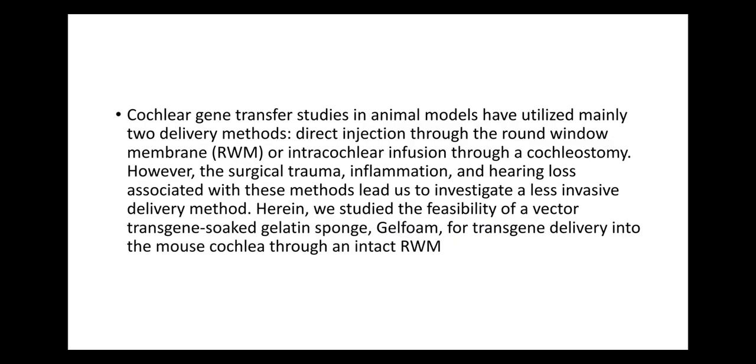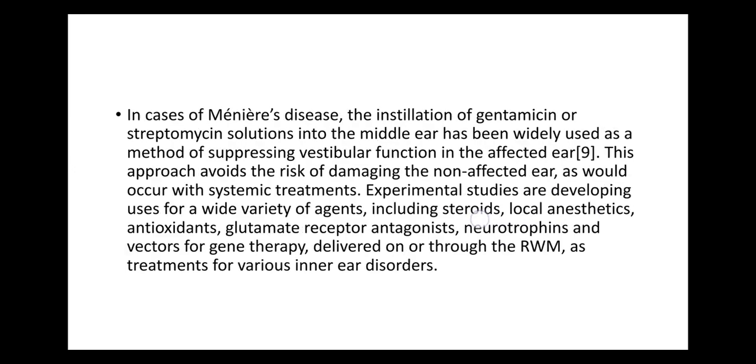Cochlear gene transfer studies in animal models have utilized mainly two delivery methods: direct injection through the round window membrane or intracochlear infusion through a cochleostomy. However, surgical trauma, inflammation, and hearing loss associated with these methods lead us to investigate a less invasive delivery method. Herein, in one case, they studied the feasibility of a vector transgene-soaked gelatin sponge for transgene delivery into the cochlea through an intact round window membrane.